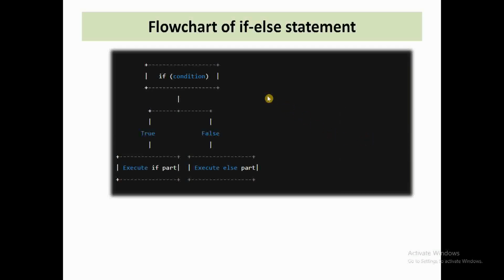Next, we have a flow chart of if else statements. Suppose we have some if condition, and if the condition is satisfied, that is true, then it will run this code block and execute the if part. And on the other side, if we have a false value or the condition is not satisfied, then it will run the else part. So this is the simple flow chart of the if else statement.